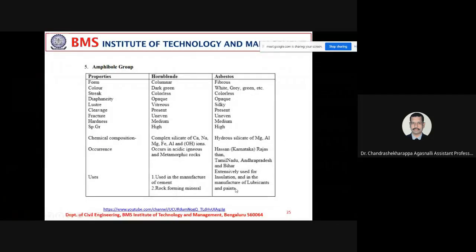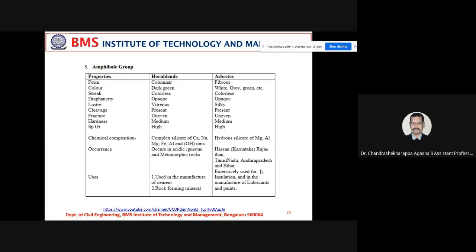This asbestos is used in the manufacturing of lubricants, oil, and paints. When you are going to purchase paint or lubricants, just remember there will be a content of fibrous asbestos, because of the magnesium and aluminum content in that particular asbestos. That's why we use this asbestos for manufacturing of lubricants and paints.